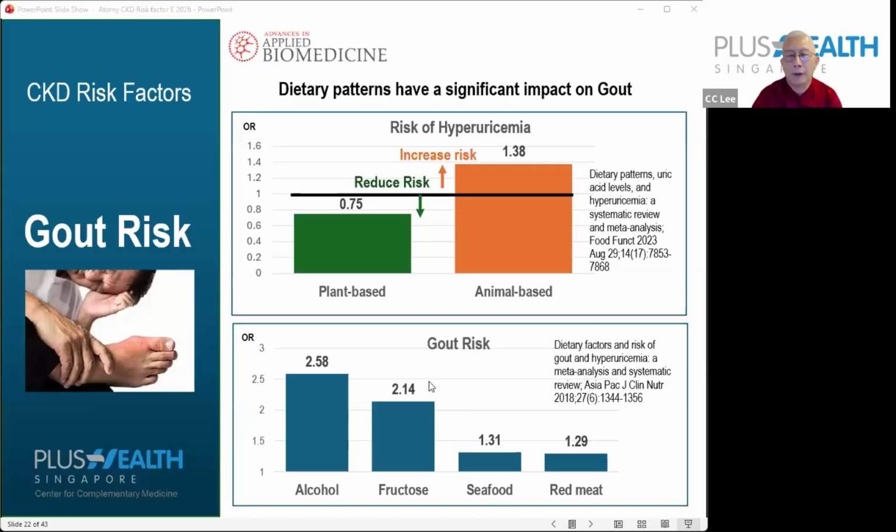red meat itself. So therefore, if you are suffering from gout, it makes sense for you to control your alcohol intake and fructose intake. Of course, you should also moderately control your seafood and red meat intake.